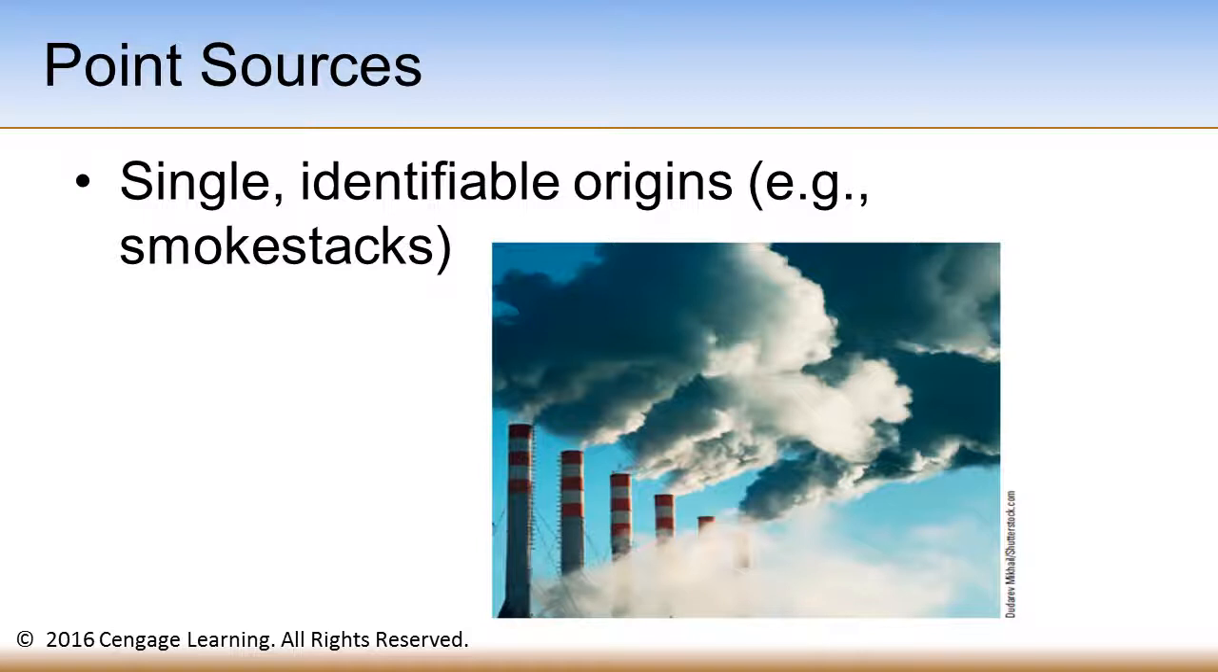Point sources are simply a single identifiable origin of pollutants. The picture presented on this slide is an example of smokestacks. The correct term is emission tower if you work in the industry, but air emissions from a smokestack is considered a point source. Treated industrial wastewater that is discharged into a stream is considered a point source. Similarly, treated municipal wastewater discharged into a stream is considered a point source, and a leaking underground storage tank is also considered a point source.